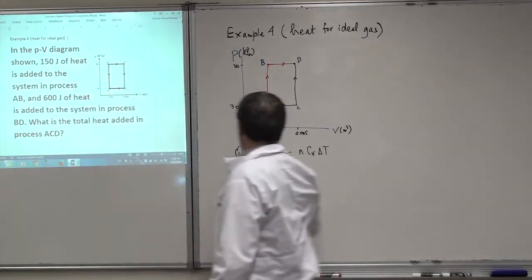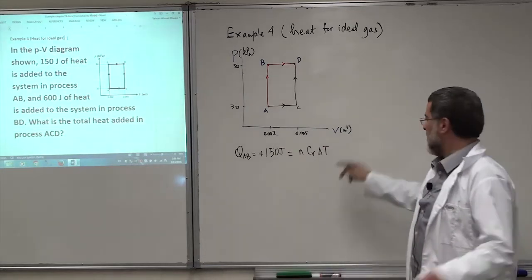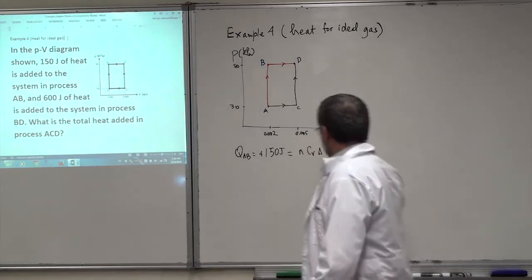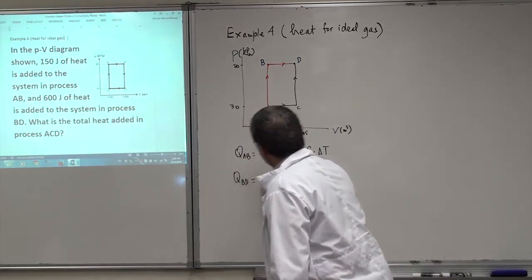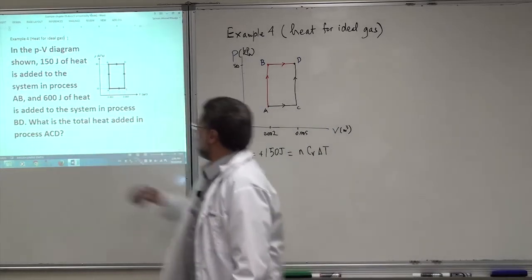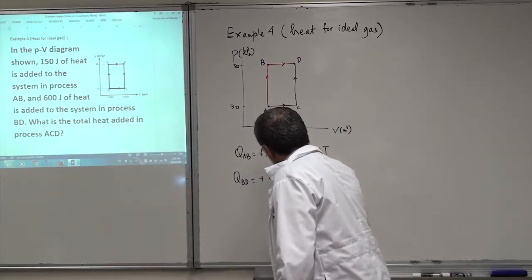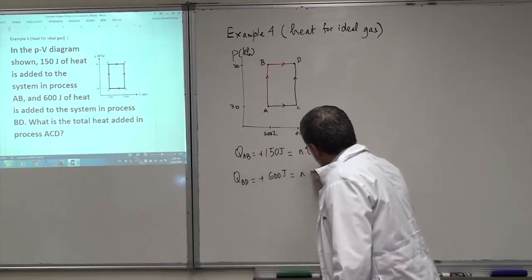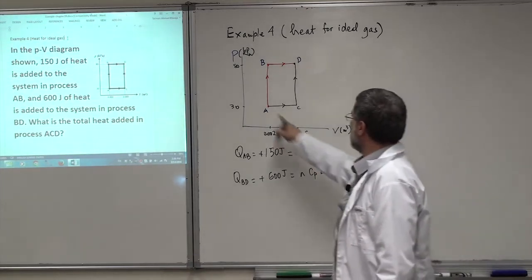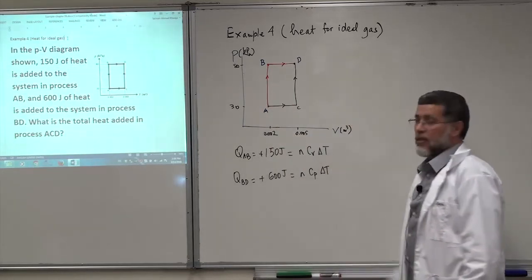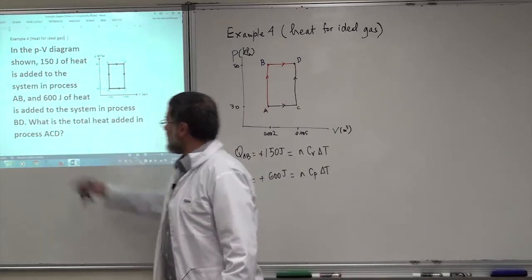600 is for the process B to D, okay? 150 joules, okay? This doesn't change, it's the same, because we have constant volume. And we have Q B to D is equal to 600 joules, plus, it's also added to the system, okay, plus 600 joules, and I know this is n Cp delta T. Be careful, delta T here and here are not the same, because they are different temperature changes here, okay?